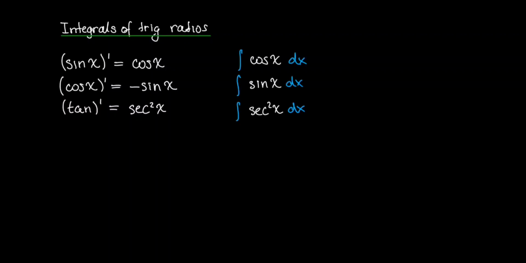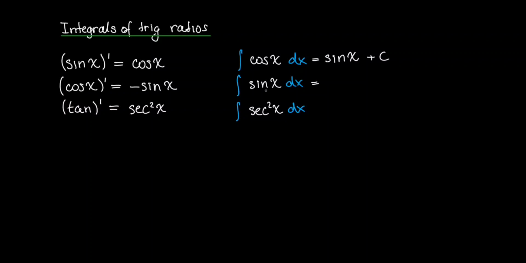So now, if we know that integrals are used to find the antiderivative, or simply reverse the derivative action, that means the integral of the cosine function is going to be the sine function. But of course, we do have to add a plus c at the end.